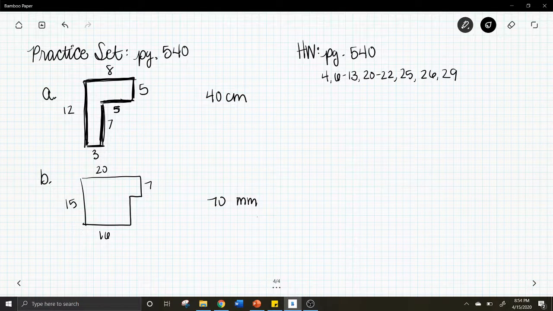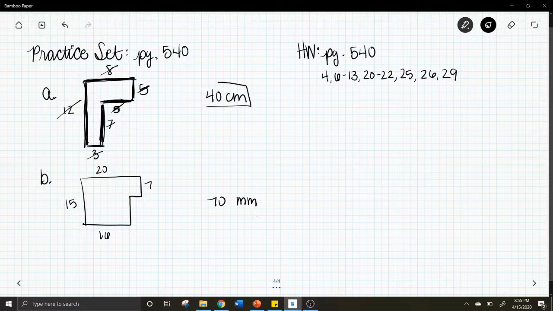All right. So after you find your missing lengths, you need to add them all up. 5 plus 5 is 10, plus 8 is 18, plus 12 is 30, plus 3 is 33, plus 7 is 40. All right. Sorry for that gibberish. This other complex shape with its missing lengths.